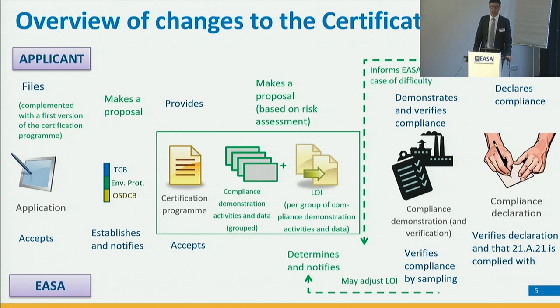At the top you see what the applicant's obligation is, and at the bottom what EASA's obligation is. So we have to file an application. That's not new, but it shall be complemented with the first version of the certification program. That's not really new either. It was implicit in the past, but now it's well described in 21.A.15 that a certification program is a must. Otherwise, the application is not complete and would not be accepted.